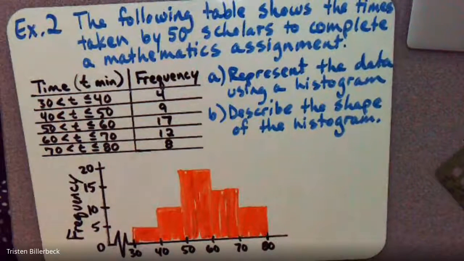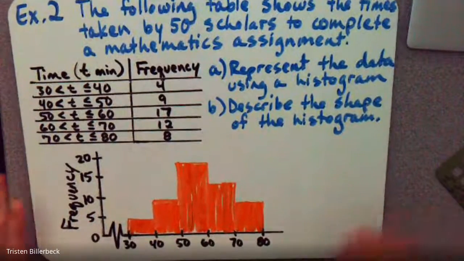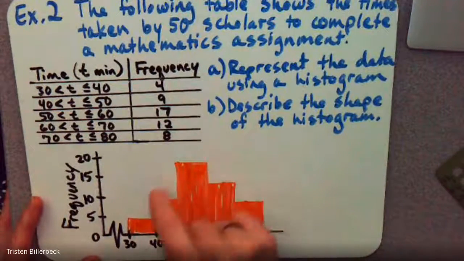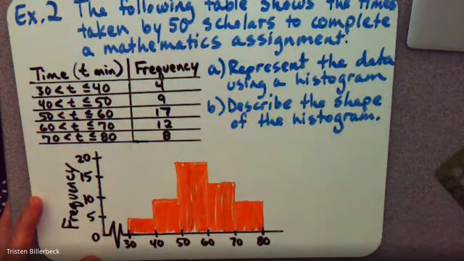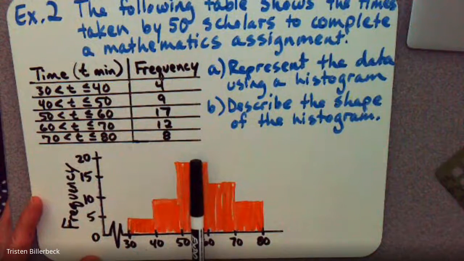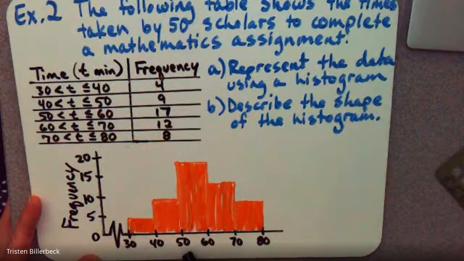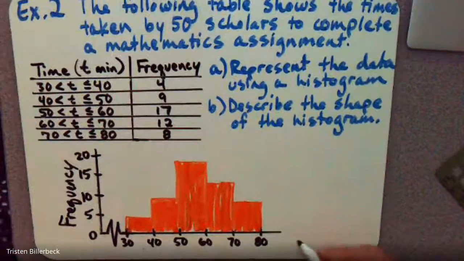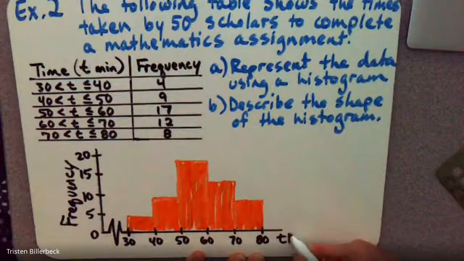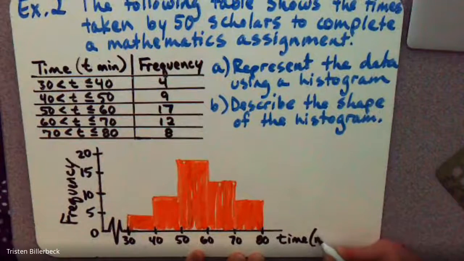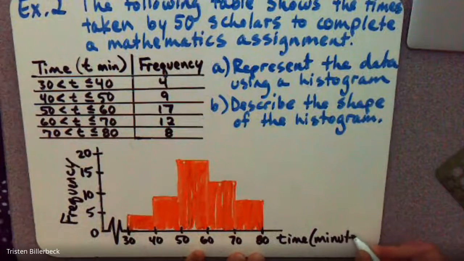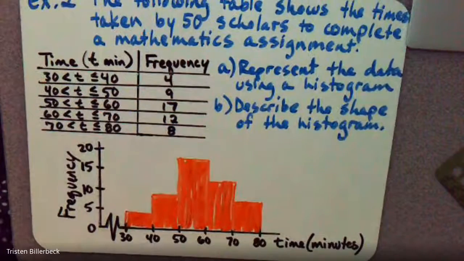Okay, so again, when we look at the data, we can see, wow, this is pretty symmetrical right here. So we do have a median or mean that are pretty close together right here. So it looks like when we look at the data that most scholars are going to finish their math assignment between 50 and 60 minutes. Oops, I forgot something important. We didn't label this. So this is in minutes. So it's very important to label your axes when you're making one of these.